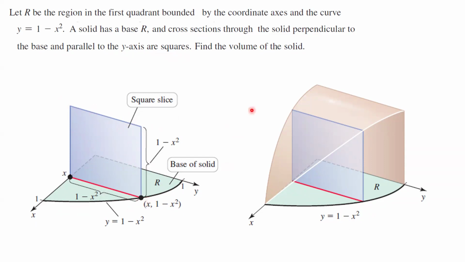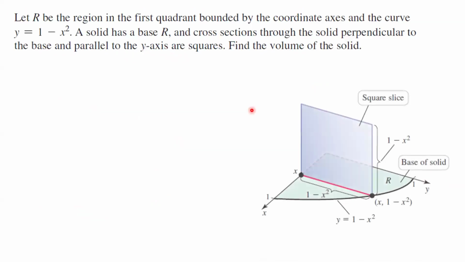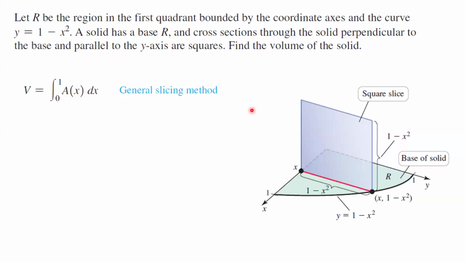Well, remember the formula. The formula says the volume is the definite integral of A of x dx, and A of x is the area of the square. x ranges between 0 to 1. When you set 1 minus x squared equal to 0, x becomes 1 and negative 1. But because it is in the first quadrant, we stop at positive 1, and the starting value is 0. It doesn't go to negative 1.